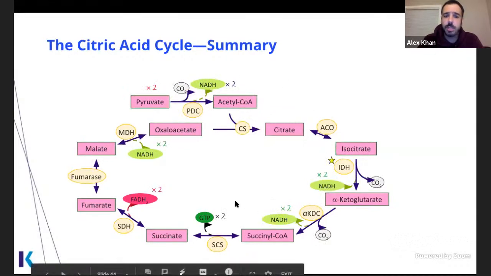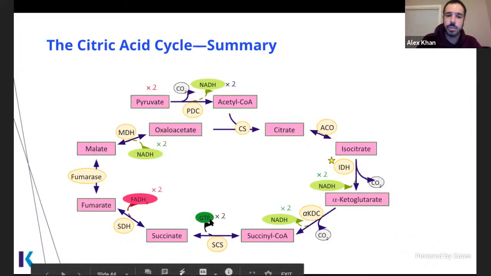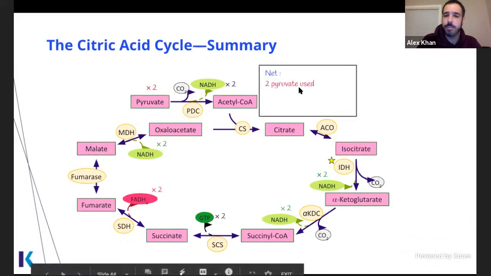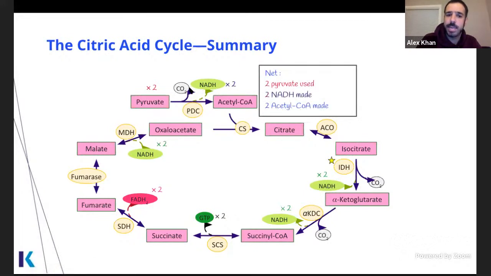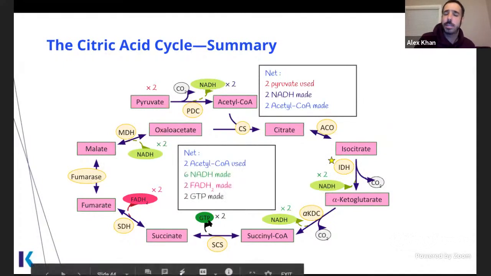So in summary, in terms of energy, here are all the things that we're making. We're producing 2 NADHs per glucose molecule in pyruvate decarboxylation. And then we're making 6 NADHs per glucose molecule, 2 FADH2s, and 2 GTPs. So if you wanted to calculate the net, it's all here. For every 2 pyruvate used, we make 2 NADHs and 2 acetyl-CoAs in pyruvate decarboxylation. And then in the Krebs cycle, for every 2 acetyl-CoA used, which comes from 1 glucose, 6 NADH, 2 FADH2s, and 2 GTPs.